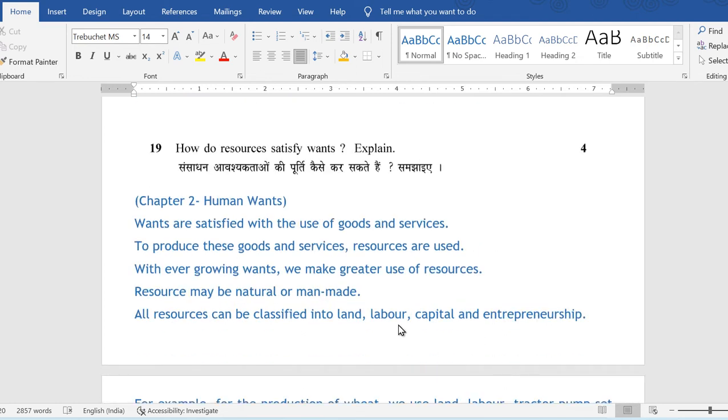The next question, question 19. How do resources satisfy wants? Explain. This is a 4-mark question. This is from chapter 2, Human Wants. Wants are satisfied with the use of goods and services. To produce these goods and services, resources are used. With ever-growing wants, we make greater use of resources. The resources we use may be natural or man-made. All the resources can be classified into labor, land, capital, and entrepreneurship.